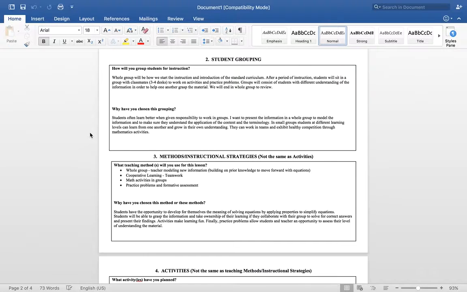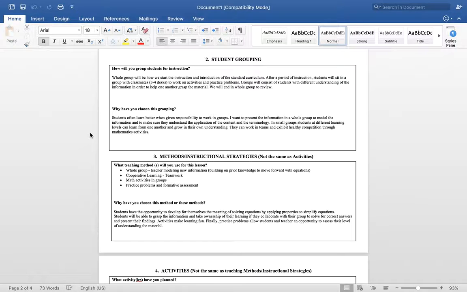Cooperative learning, which will just be some teamwork, some group work that they will do, which will lead into some activities that I have planned that will help the groups work together to better their understanding, and then some practice problems and formative assessment to review at the end of the lesson.